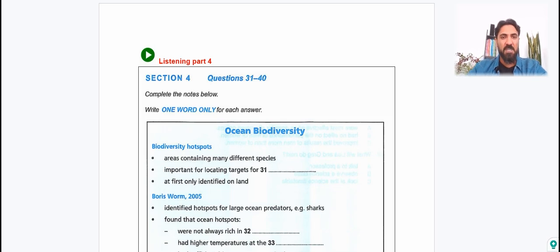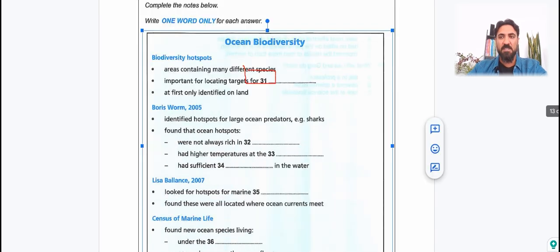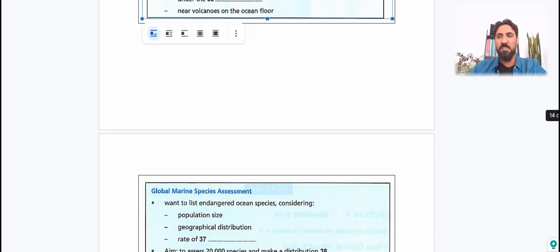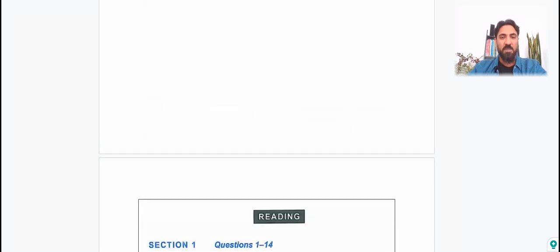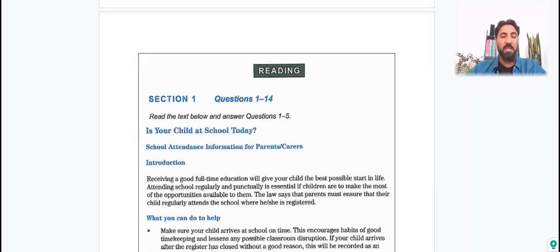Now, as you can see, section 4 are questions 31 throughout 40. So you will need to answer 10 questions in this section. All right, so that somehow sums it up for the first section that we have, which was listening. As you can see, 40 questions. Now, continuing to the reading.